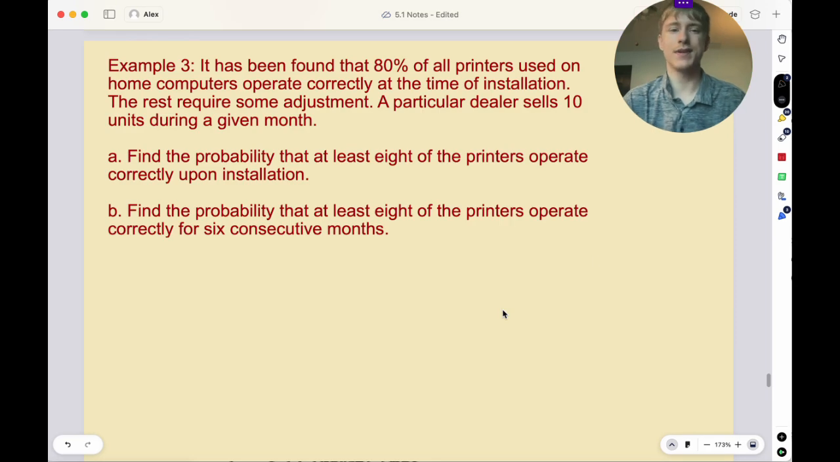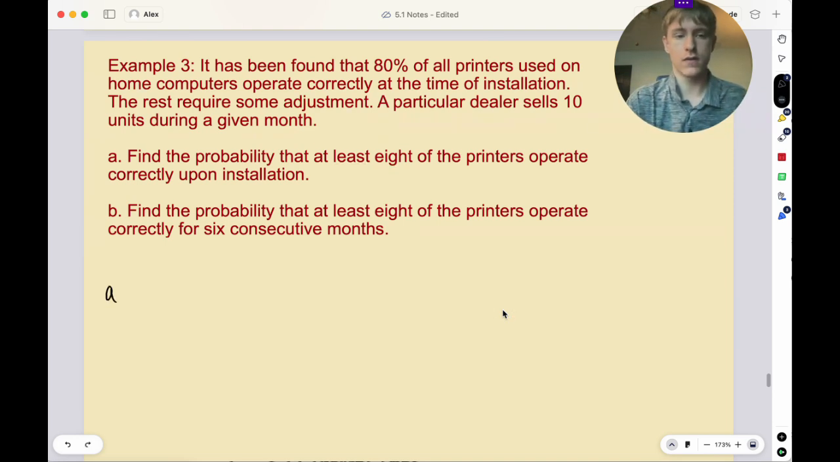All right, example 3 says, it has been found that 80% of all printers used on home computers operate correctly at the time of installation. It's not true. This is just for the sake of the problem. The rest requires some adjustment. A particular dealer sells 10 units during a given month. Part A, find the probability that at least 8 of the printers operate correctly upon installation.